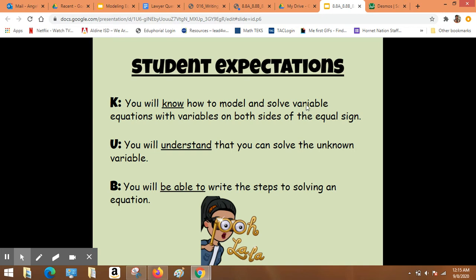You're gonna know how to model and solve equations with variables on both sides of the equal sign. Oops, I put in an extra variable. So you will also understand that you can solve the unknown variable and you will be able to write the steps to solving an equation.